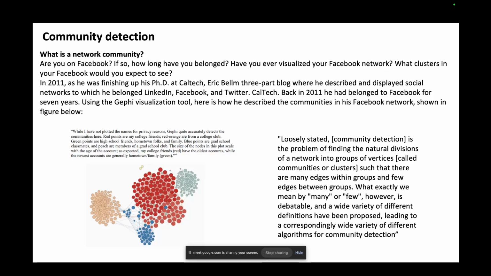Right. So in 2011, this guy was doing his PhD in Caltech, and he described and displayed a social network which he took from LinkedIn, Facebook, and Twitter.